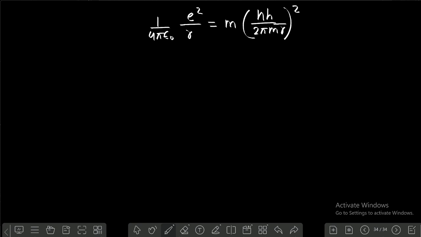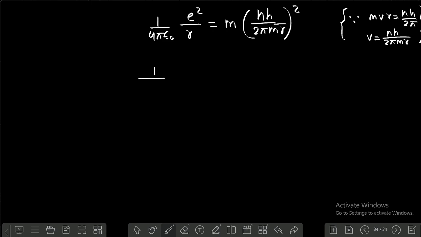Now next listen. Here 1 by 4 pi epsilon naught is there, here e square by r is there, and here for mv square I am substituting m times (nh by 2 pi mr) whole square. Now what I did here? I used Bohr's second postulate, mvr equal to nh by 2 pi. From here, if I find v, it is nh by 2 pi mr. Yes or no?